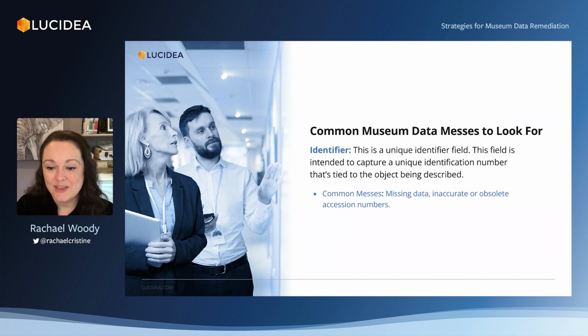Common messes that I see in this field is missing data, like there's just no data in that particular field, or it's data that could be inaccurate or obsolete, especially when it comes to accession numbers. If your museum's been around longer than a few decades, chances are there's probably been a few different numbering schemes introduced throughout the years. So if it's not missing data, it could be obsolete data. Those are some things to keep an eye out for, especially if your collections management history is quite extensive, quite long. There could definitely be some legacy data, some inaccuracies that need to be updated.